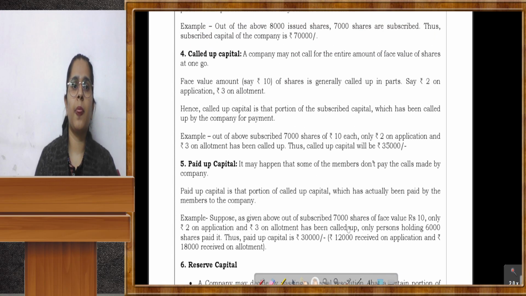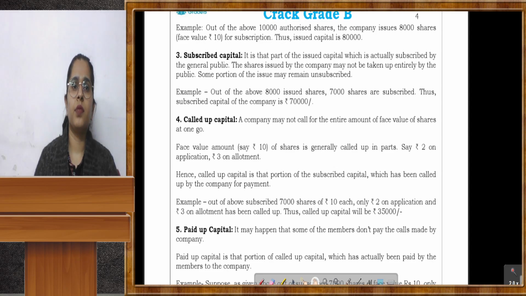Next, here they are saying that out of 10,000 authorized shares, the company can issue 8,000 shares. So issued capital is 8,000 shares multiplied by 10, 80,000. Now, out of whatever the company has issued to the public, if the public comes and demands it, then only it will be called subscribed capital.